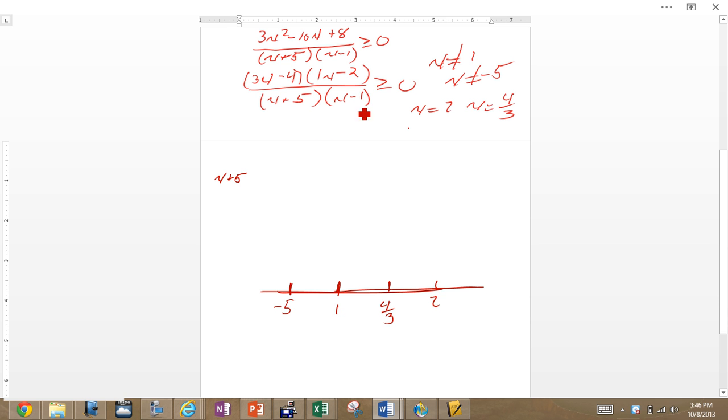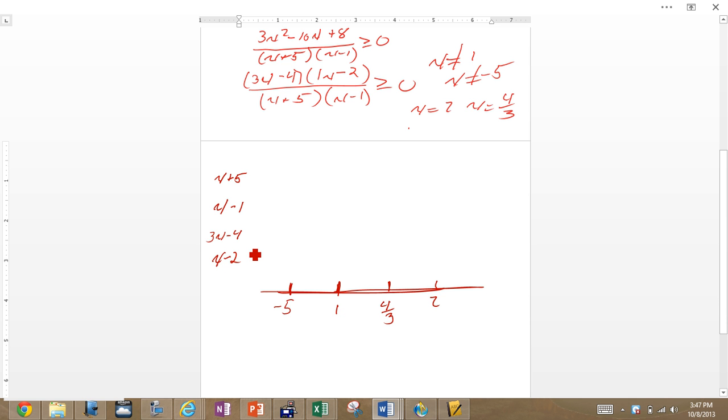Negative 5 comes from the x plus 5 factor in the denominator. 1 comes from the x minus 1 factor in the denominator. The 4/3 comes from the 3x minus 4. And lastly, the 2 comes from the x minus 2.